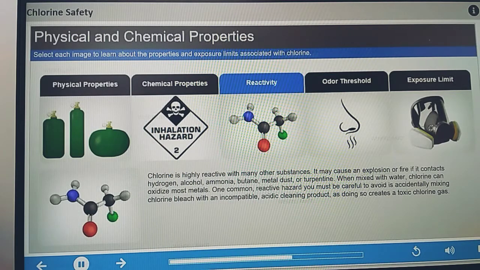One common reactive hazard you must be careful to avoid is accidentally mixing chlorine bleach with an incompatible acidic cleaning product, as doing so creates a toxic chlorine gas.